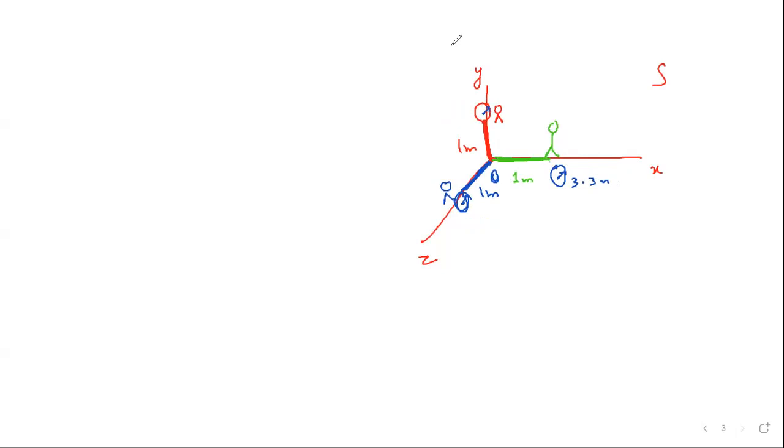I will use another color. So this dial will read 3.33 nanosecond. This will read 3.33 nanosecond. This will also read 3.33 nanosecond. What is this time? It is the time, but these clocks are stopped, right? They are not working.